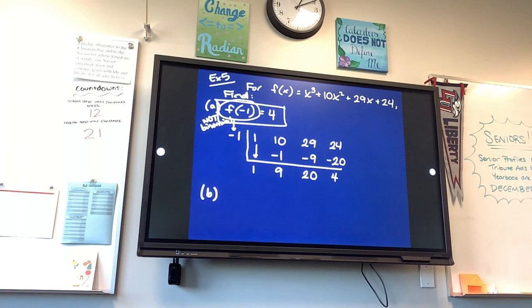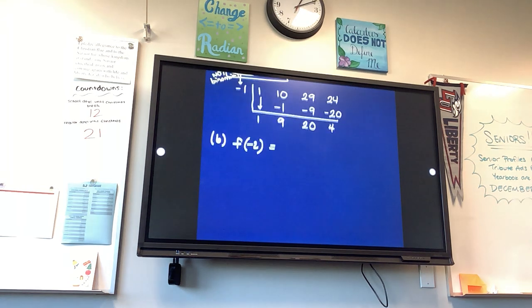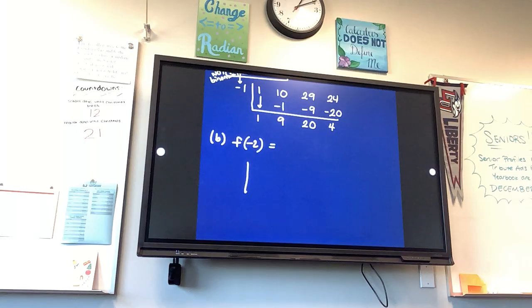Okay, let's do another one. We're going to do the same polynomial, but let's up it to -2 this time. It is the same coefficients, so I'm going to go ahead and borrow that work that we've done with the 1, 10, 29, and 24, and bringing down the 1, zipping through that part a little bit quicker.